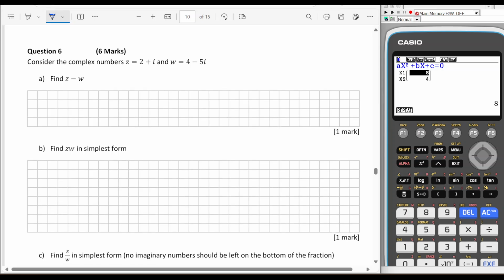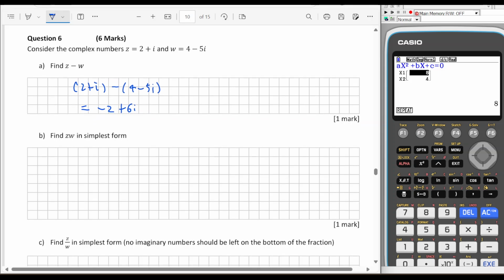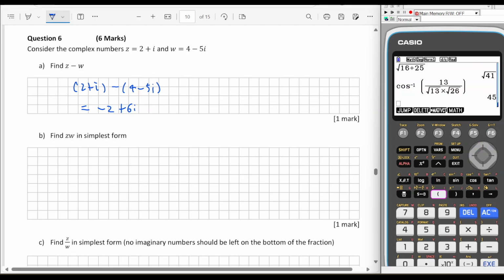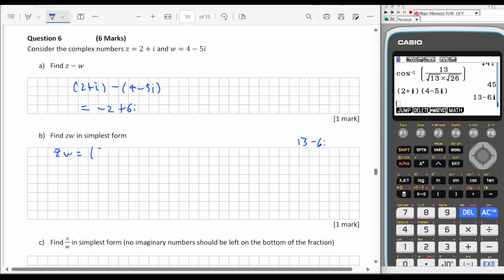Z take w here is going to be 2 plus i take 4 take 5i, which is 2 take 4, and it's i take minus 5i. Now, really importantly, you can do that on the calculator as well. Speaking of, I'm going to look at zw in simplest form here. So if I go 2 plus shift i and 4 take 5 shift i, I'm expecting 13 take 6i, so hopefully we get that. But zw is 2 plus i and 4 take 5i.